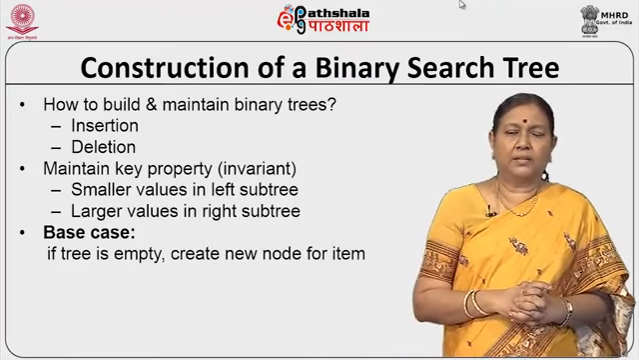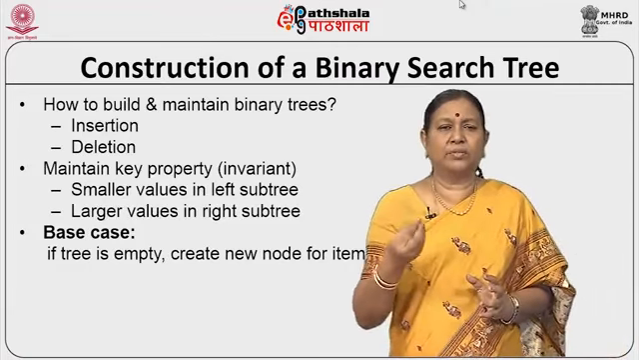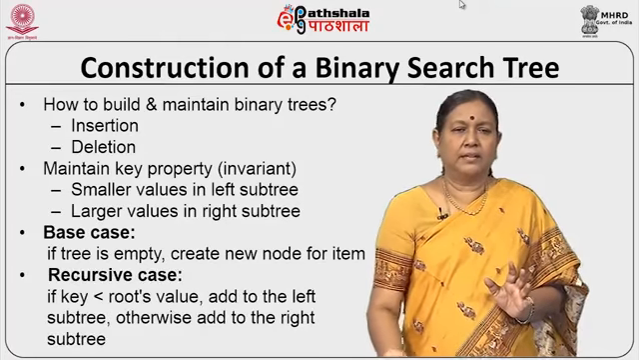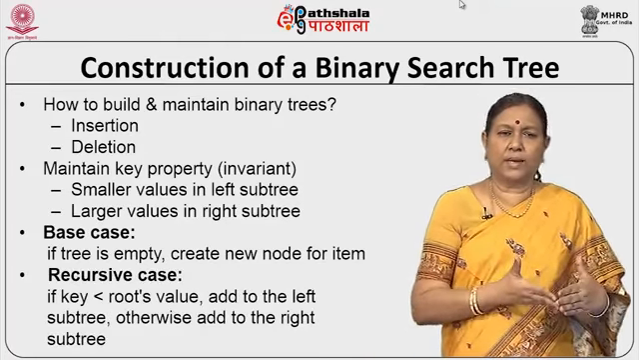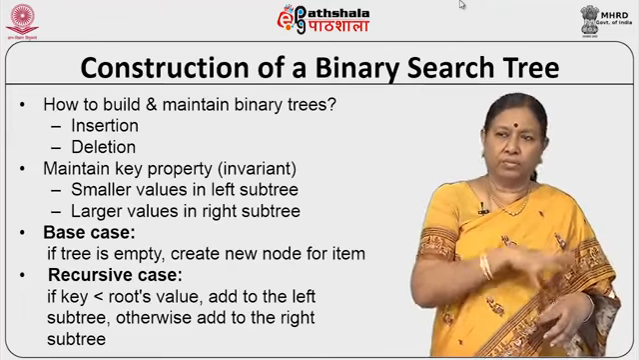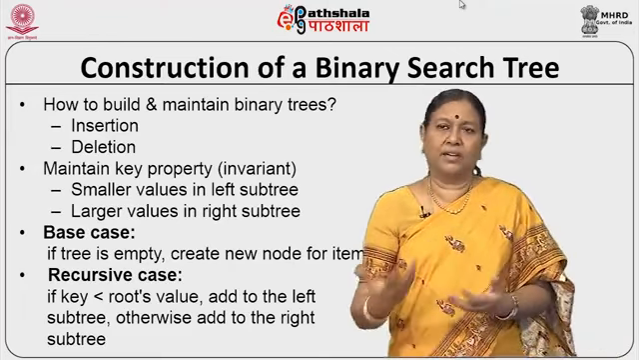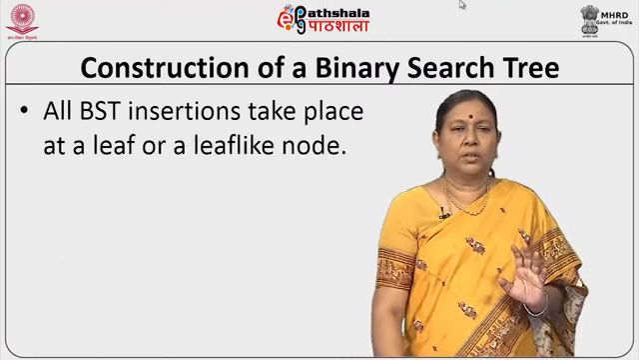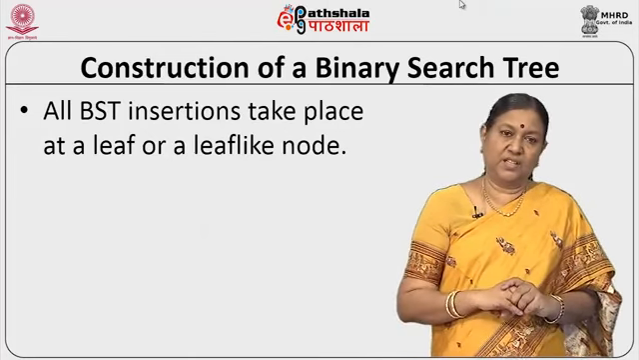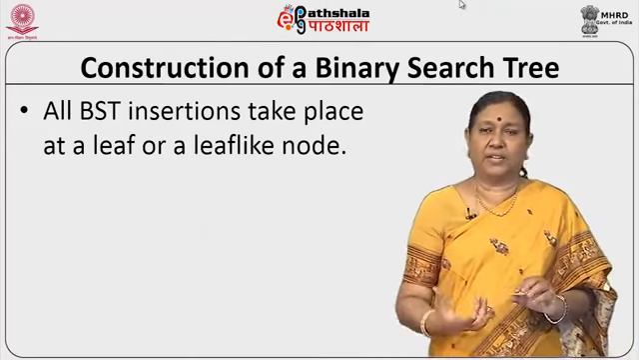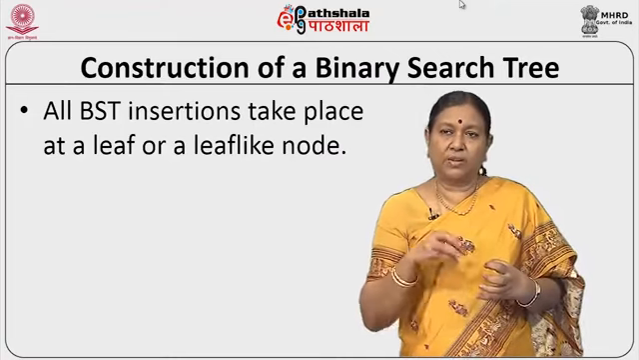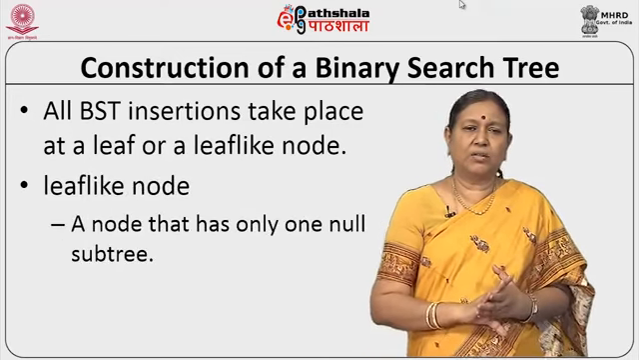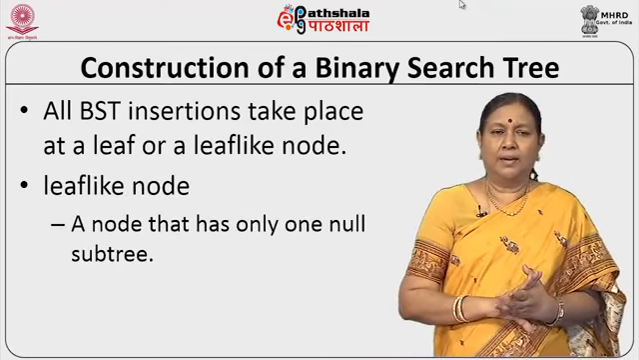Now, if the tree is empty, that is the base case, you have to create a new node and put it as the root of the tree. And the recursive cases: if the key is less than the root's value, add it to the left subtree. There again you have to go and check the property. If it is greater, then you add it to the right subtree. So, that is the recursive case of the construction. All the binary search tree insertions take place at a leaf or leaf like node. That is, you have to go and find a place where you have to put this node, and that will always be a leaf. And a leaf like node is a node that has at least one null subtree.